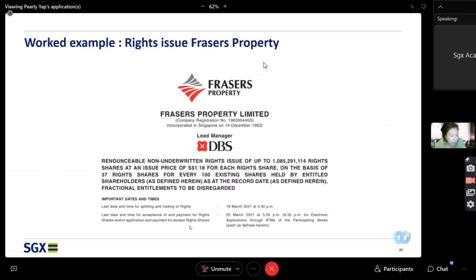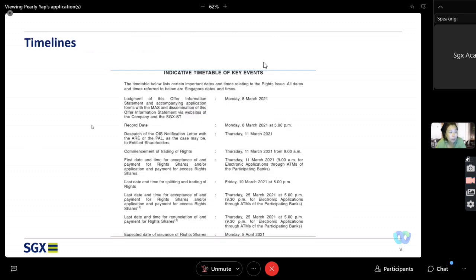Last date and time for acceptance and payment of the rights is 25th of March at 5 p.m. So make sure you make it on time. You can do electronic payment. So remember these dates, okay? These are the timelines. As I said to you, use a marker, highlight all these dates, because they are very important. They lodge the offer on March the 8th. Then they dispatch to you. You should have received it by 11th of March. Then the trading of the rights is 11th of March. Usually it's a discount between the mother share and the subscription price.